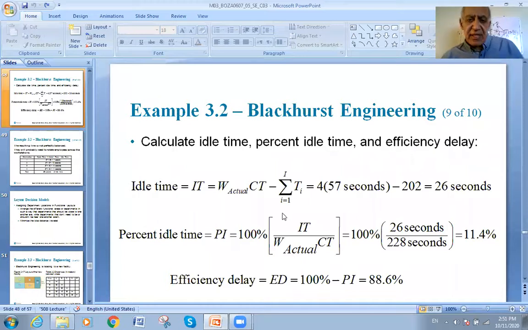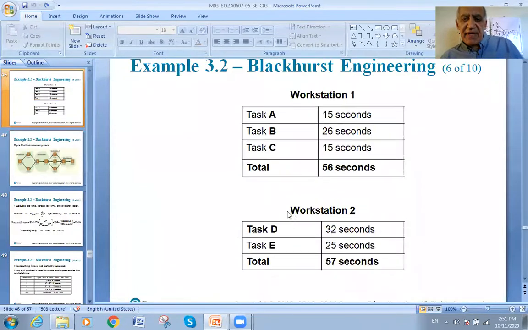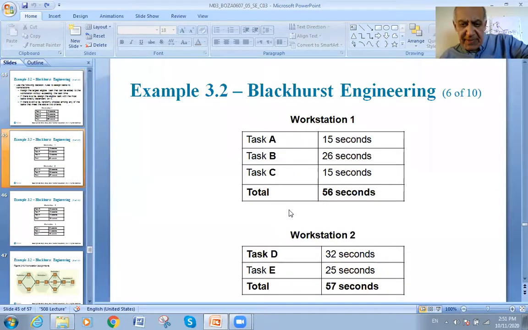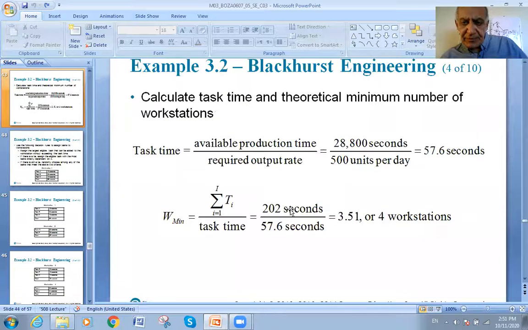It's another example. Now we'll say again, we divided our work. Again, I will repeat this. From the start, the available time 28,800 seconds, given in the example, divided by 500 units per day, also given by the example. It gave me 57.6 seconds for the task time.